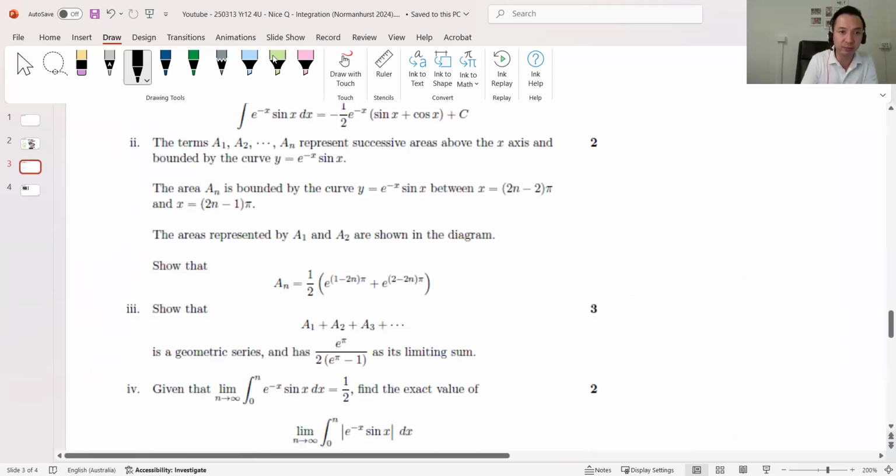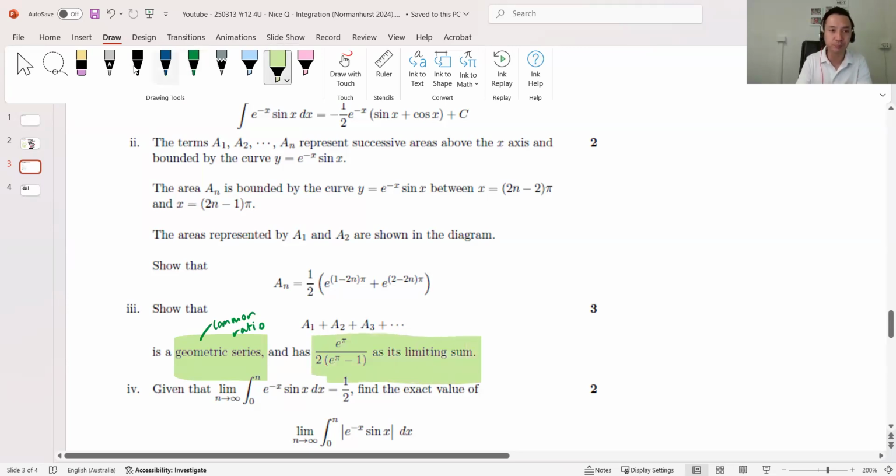Part 3 says, can you please show that it's a geometric series? So I need to show that there's a common ratio. FYI, for those that are looking at this paper and you go to the solutions, they actually forgot to do this. They just went and did the second part. They didn't actually prove that there's a common ratio and hence it is a geometric series. Put that, and then that is a limiting sum. Okay, cool.